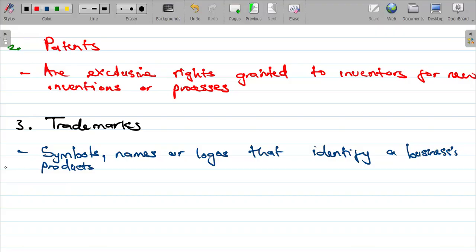For example, Nike, Adidas, Levi's, etc. Right. So these are the registered trademarks: Nike, Adidas, Levi's.